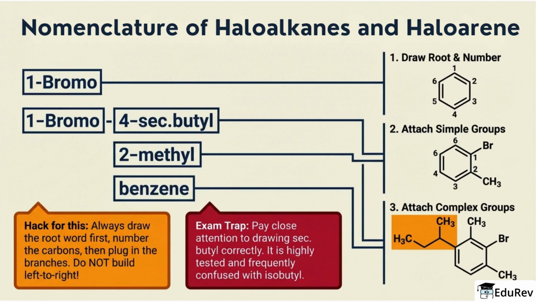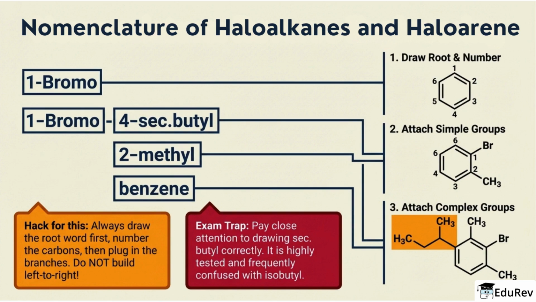When it comes to nomenclature, the biggest mistake students make is trying to read the structure as it is drawn. That doesn't work. Start by identifying the root chain or ring. Number it properly. Only then start attaching substituents. If it's a benzene ring, draw and number the ring first. Then place substituents.